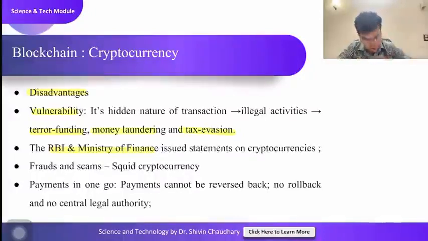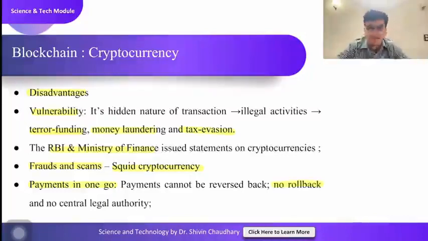Now, there can be frauds and scams. For example, this Squid cryptocurrency came out. It was a scam. In the name of cryptocurrency, everybody wanted to invest and it came out to be a scam. Second problem is that एक गो में payment हो जाती है. Now, since there is no central authority, no law, nothing regulating it, आप कभी कह ही नहीं सकते मेरे साथ फ्रॉड हुआ है. You will never get the money back. No rollback mechanism is there.